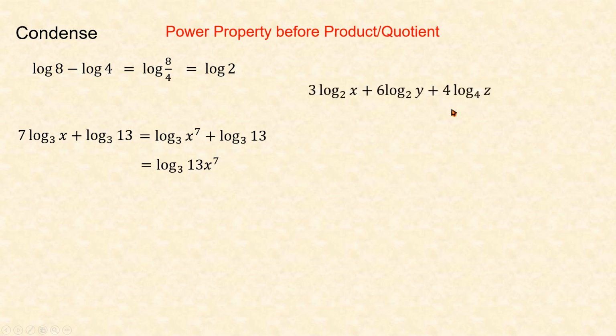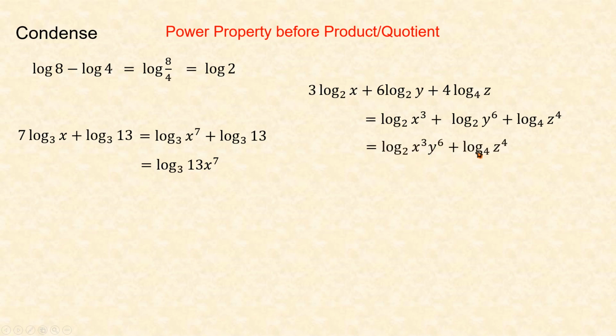All right, here, more crazy stuff. But they're all adding, so they all go on top. Nothing goes to the bottom. So just move the exponent to the back first. Move the exponent on. Move the exponent on. Move the exponent on. So I get log base 2 of x cubed plus log base 2 of y to the sixth plus log base 4 of z to the fourth. Power property first when you're condensing. Now you put them together. These are adding, so you put them together. So I have log base 2 of x cubed y to the sixth plus log base 4 of z to the fourth.